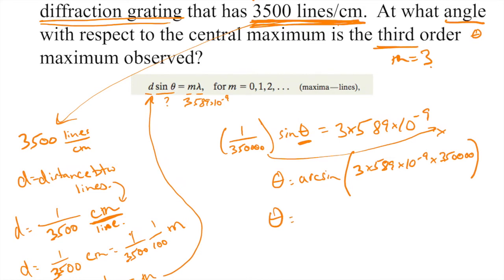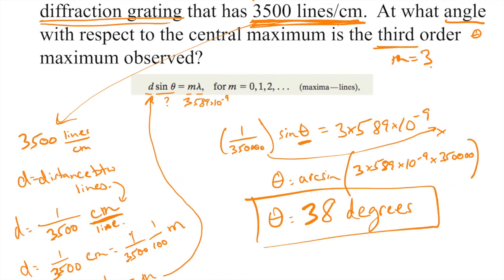Okay, so I gotta plug all of this into my calculator. Arc sine of 3 times 589 times 10 to the minus 9 times 350,000 equals 38 degrees. Theta equals 38 degrees. All right, so there you go. There's our answer. And it's less than 90, which is good. It should be somewhere between 0 and 90 degrees, so that's a good way to double check.